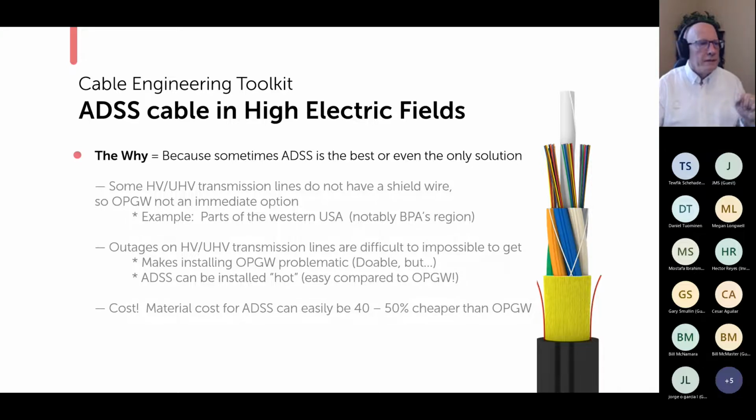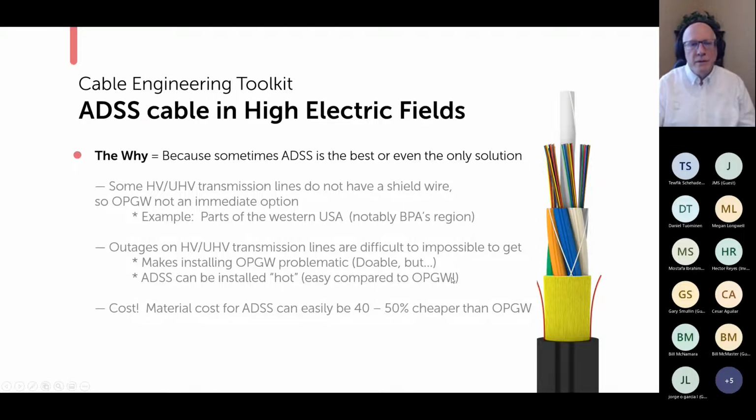And here in the United States, at a lot of investor-owned utilities, there would be a lot of safety concerns that would come up, and you wouldn't find it easy to pitch that to and get it approved by upper management to install OPGW hot. In contrast, ADSS can relatively easily be installed hot.